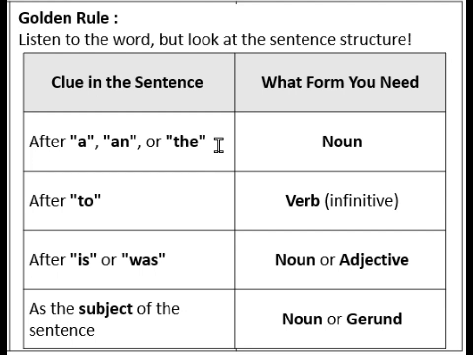After a, an, or the is usually a noun. After to is most likely a verb in the infinitive. After is or was, the blank could be a noun or an adjective. As the subject of the sentence, it is most likely a noun or a gerund.